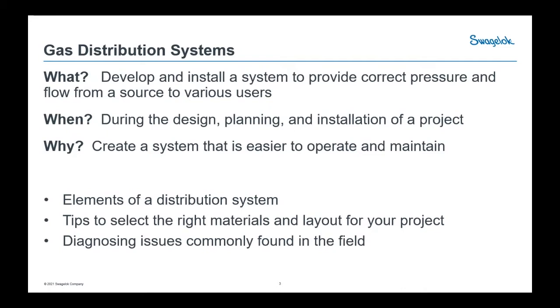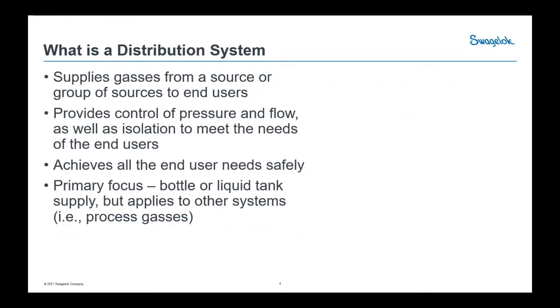Some of the other stuff we're going to cover in this webinar are the different elements that go into a distribution system, some of the tips to make sure you're selecting the right materials and layouts of your project. And we're going to teach you how to diagnose some of the common issues we find out in the field. So what is a gas distribution system? In simplest terms, it supplies gases from a source or group of sources to different end users. It provides control of both your pressure and your flow, as well as isolation to meet the needs of your end users. And we're going to walk through an example right here on the right.